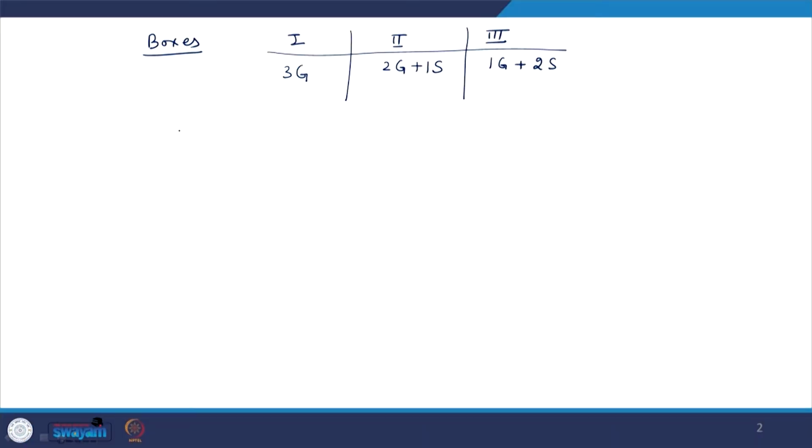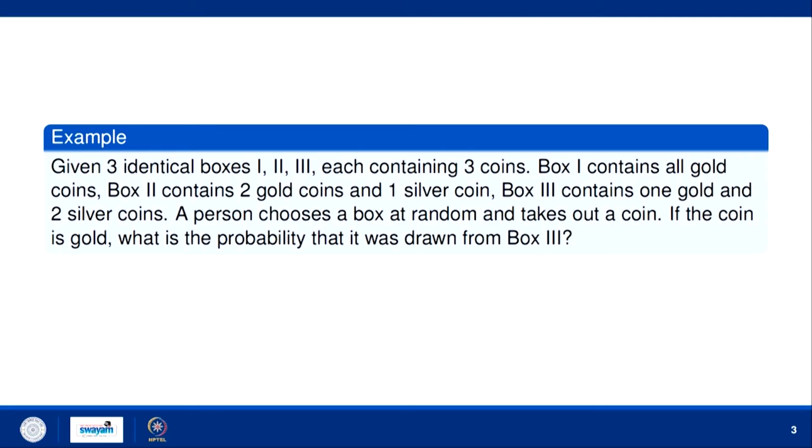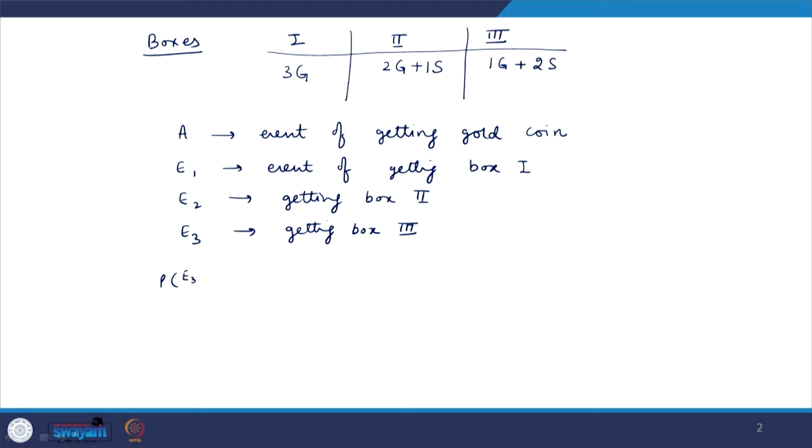So let us suppose A is the event of getting a gold coin. Suppose E1 is the event of getting box 1, E2 is getting box 2, and E3 is getting box 3. Now you want to find out the probability that it is drawn from box 3. That means you want to calculate E3 given A.